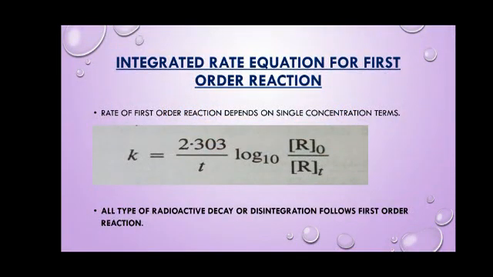Now the integrated rate equation for first order reaction. The rate of a first order reaction depends on a single concentration term. And remember, children, all types of radioactive decay or disintegration follow first order kinetics. The integrated equation can be given as k is equal to 2.303 upon t log at the base 10 of R naught upon R_t.